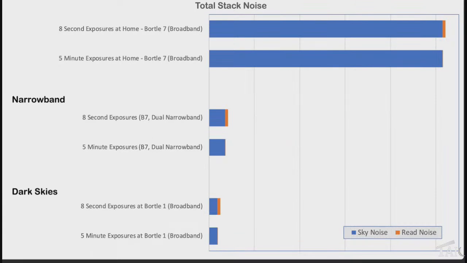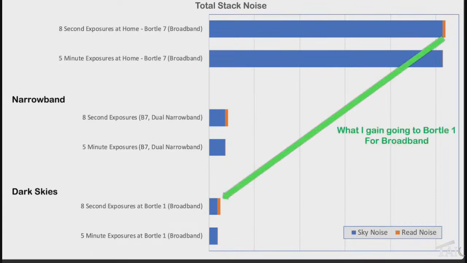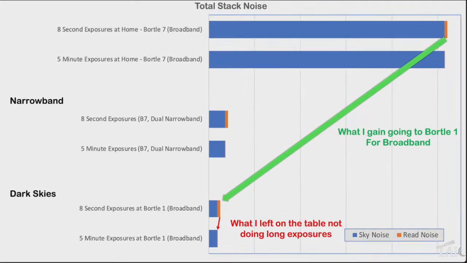With 8 second exposures, you can see that read noise is starting to show up. But I still gain a lot going to a dark sky location, and I do leave some on the table now, there's no doubt. And if I have to cut that exposure down to 6 seconds or 4 seconds because maybe my tracking's terrible, then read noise can start to become 20, 30, 40% of my noise addition. So it can start to matter.